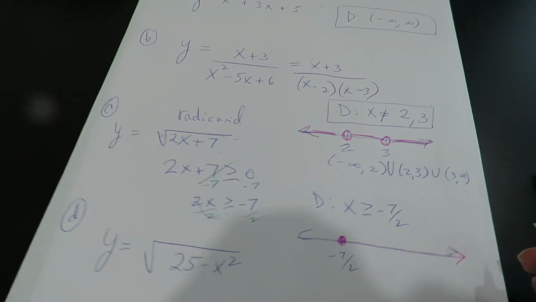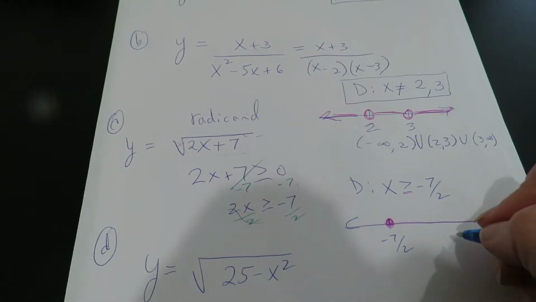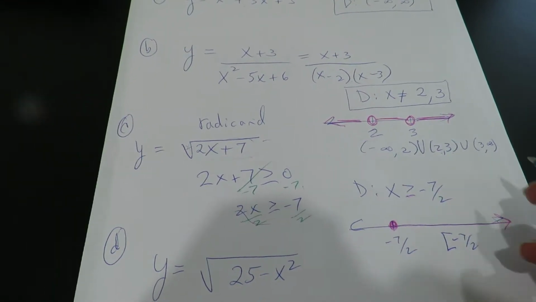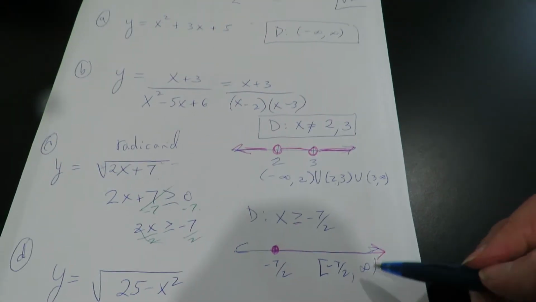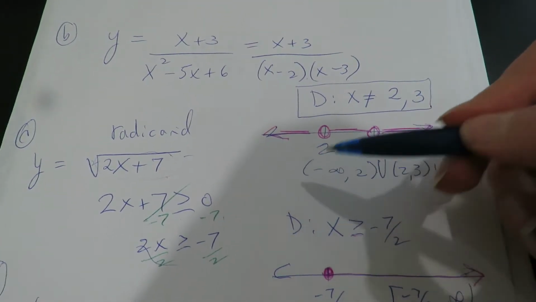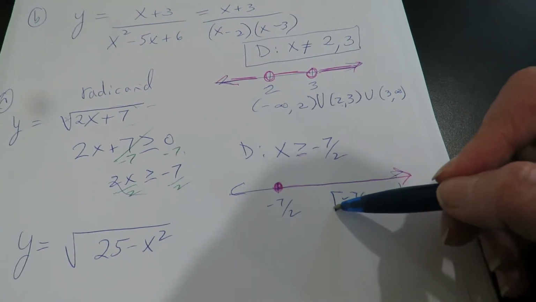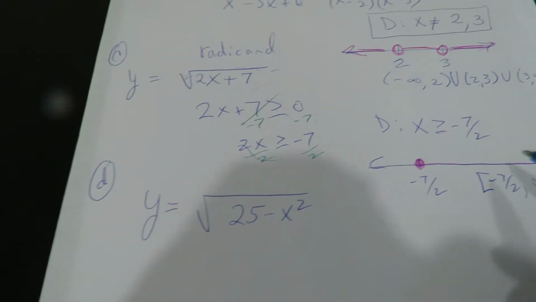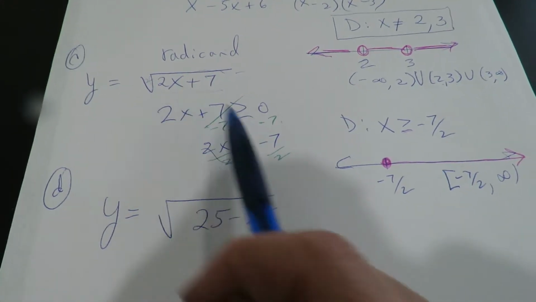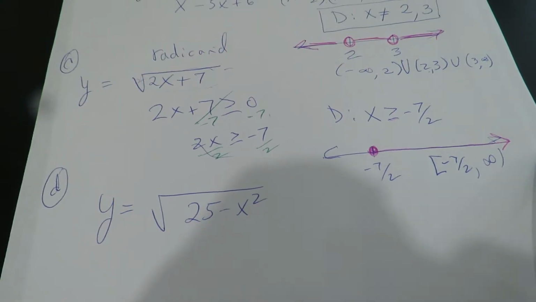And if you're going to write it in that super nice, fancy way, you're going to say closed at 7/2 because that's included to infinity, right? Open is parenthesis, close bracket. Okay, so that's that one. So this can take any x value from negative 7/2 or higher.